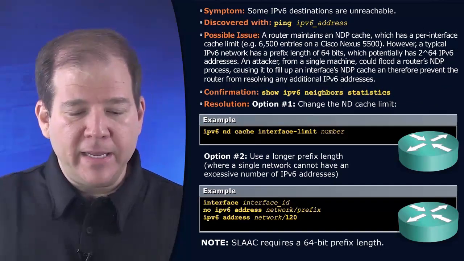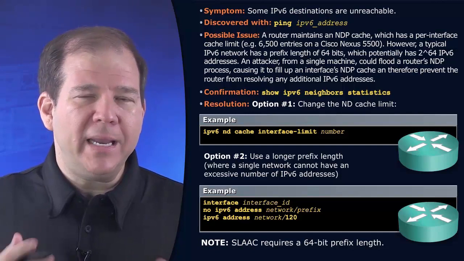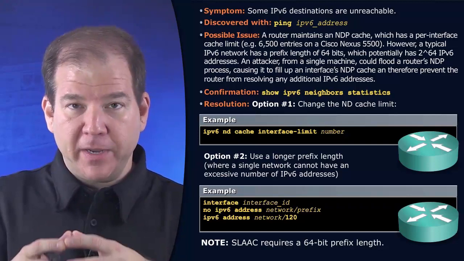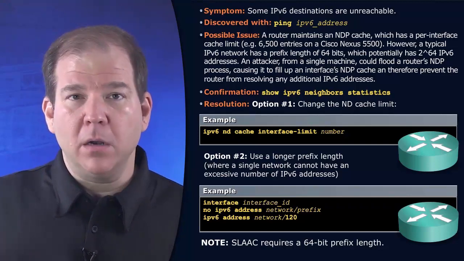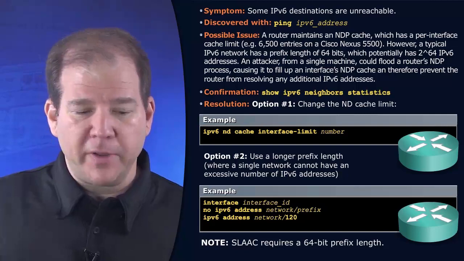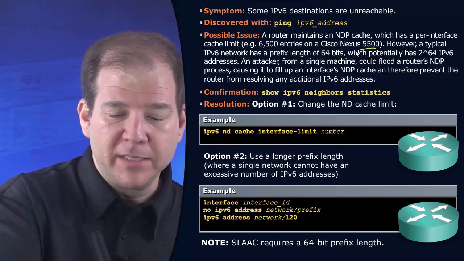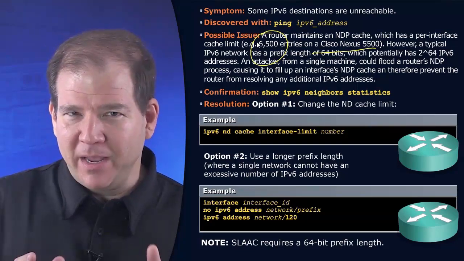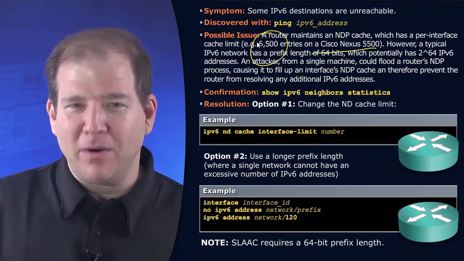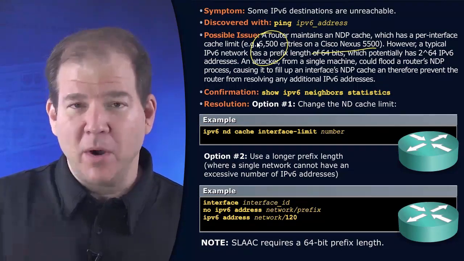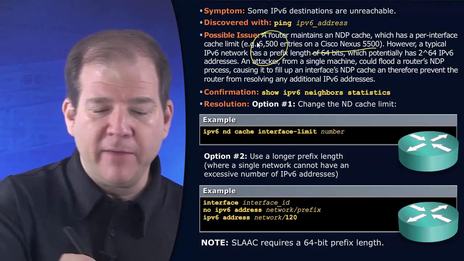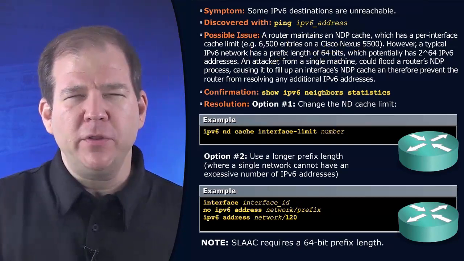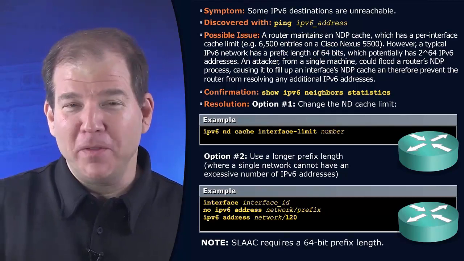Another issue we might have is that the Neighbor Discovery Protocol, or NDP cache within a router, fills to capacity. We have a cache for each interface on the router, and different router models support a different number of entries in that interface cache. As one example, a Cisco Nexus 5500 can hold 6,500 entries, but let's ask ourselves, is it possible to have more than 6,500 IP addresses as part of an IP version 6 network? Typically, yes. Typically, we have a 64-bit network, that's 2 to the power of 64. That's a lot more than 6,500.